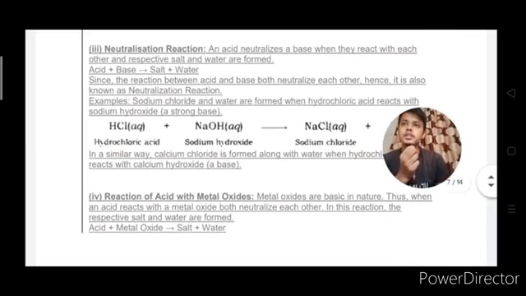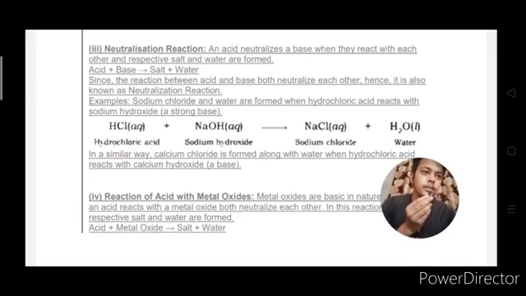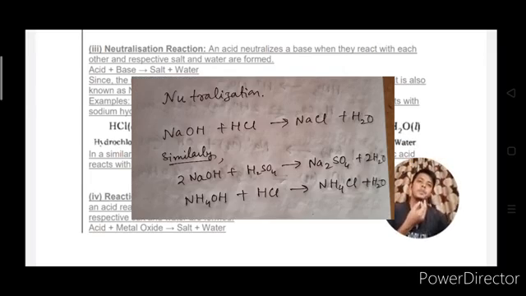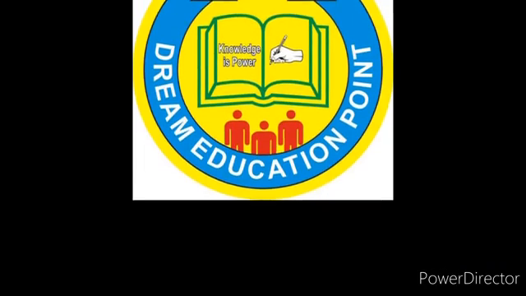The most important reaction is the neutralization reaction. What is a neutralization reaction? Whenever an acid and a base react, the hydrogen ion of the acid combines with the hydroxide ion of the base. They combine to give you what? Water, as you can see in the above reaction. Hydrochloric acid plus sodium hydroxide: hydrochloric acid gives H plus, and sodium hydroxide gives OH minus. This is all about the neutralization reaction.